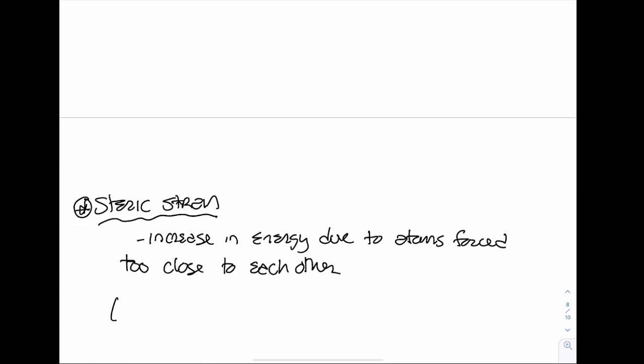Sometimes instead of saying it has steric strain, we could say it has steric hindrance. We will use that term a fair amount this semester. So basically, it's being hindered for steric reasons, right? Stuff's just too close. We don't like it. We need to kind of spread out that negative charge a little bit. So increase in energy due to atoms being forced too close to each other, right?